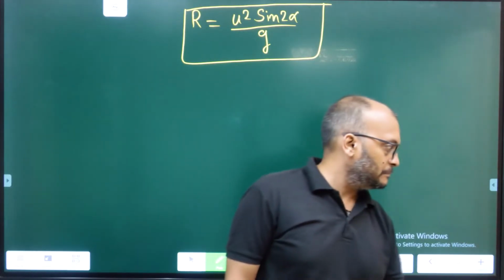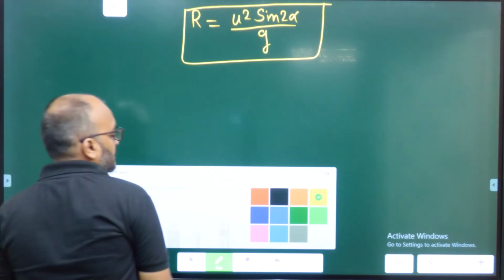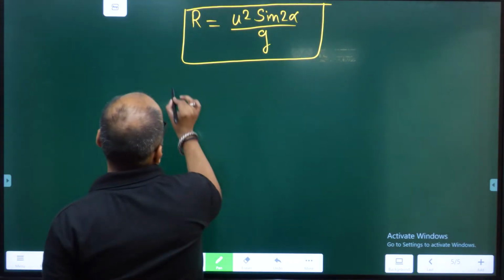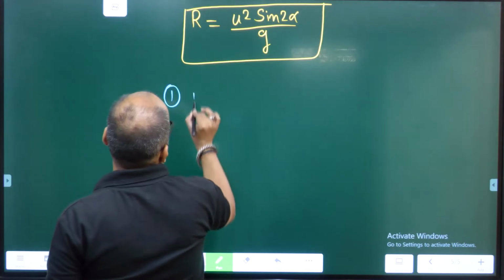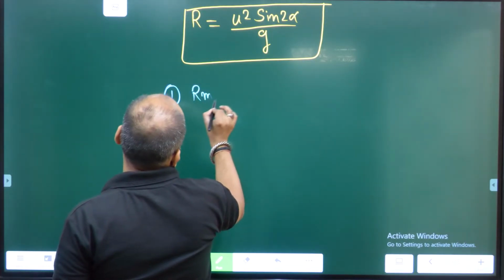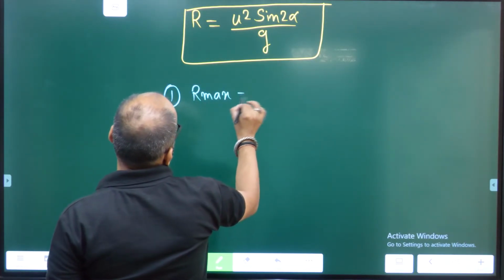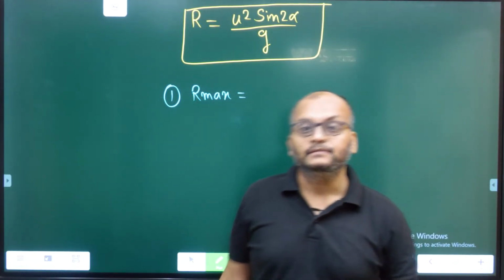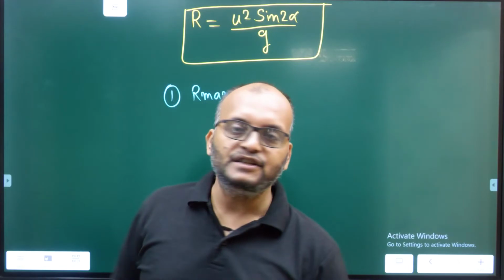Now please see. First thing is, if I want maximum range, R max, so when can R be maximum? When can R, or range, be maximum?